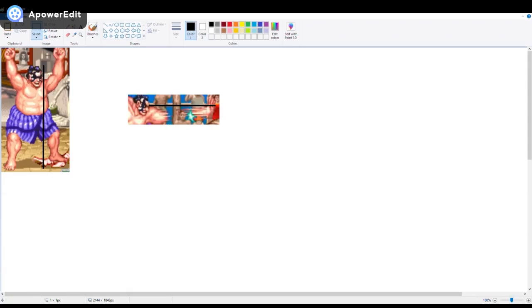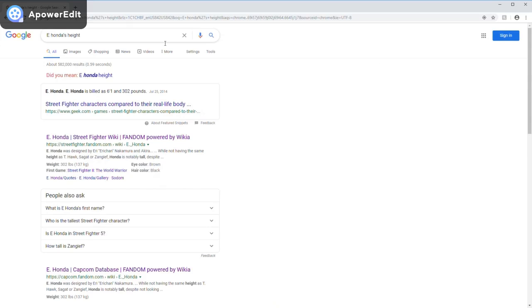Okay, so starting our analysis, we'll look at E Honda. First, I'm going to compare his height to how long his arms are. This pixel height here is 364 pixels. Once I measured that, we can compare his arm length here, which gives us 247 pixels. So now we can go ahead and calculate this.